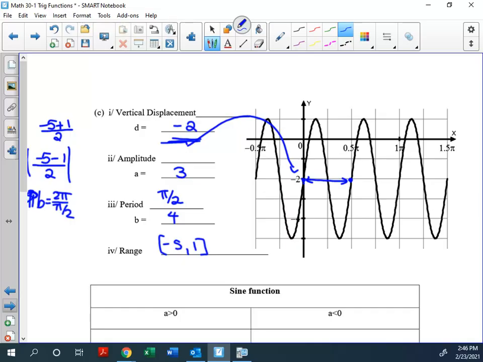So ABD, those are the easy ones. How are we feeling about the ABD of this graph? Okay, now you've got to go and get all the different C's.